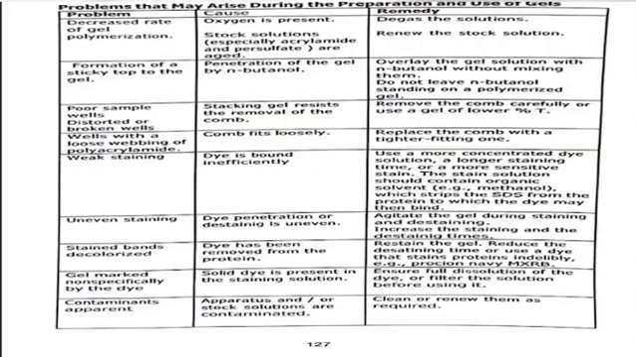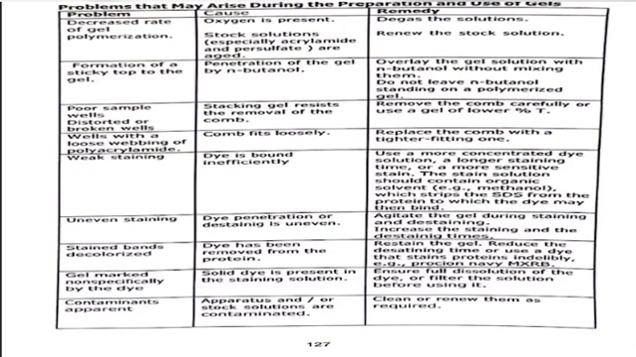Problems that may arise during the preparation and use of gels. Problem: decreased rate of gel polymerization. Cause: oxygen is present. Remedy: degas the solution. Cause: stock solutions, especially acrylamide and persulfate, are aged. Remedy: renew the stock solution. Problem: formation of a sticky top to the gel. Cause: penetration of the gel by n-butanol. Remedy: overlay the gel solution with n-butanol without mixing them. Do not leave n-butanol standing on a polymerized gel.